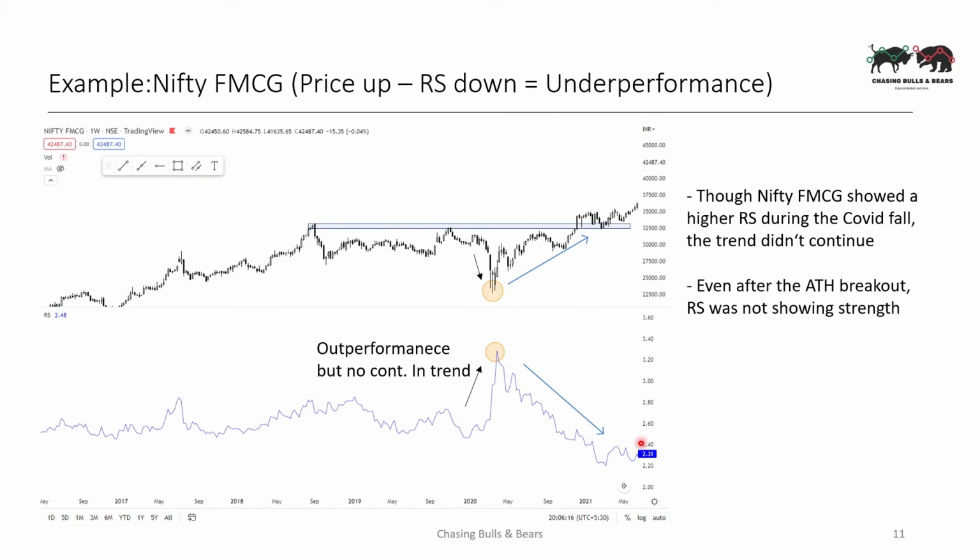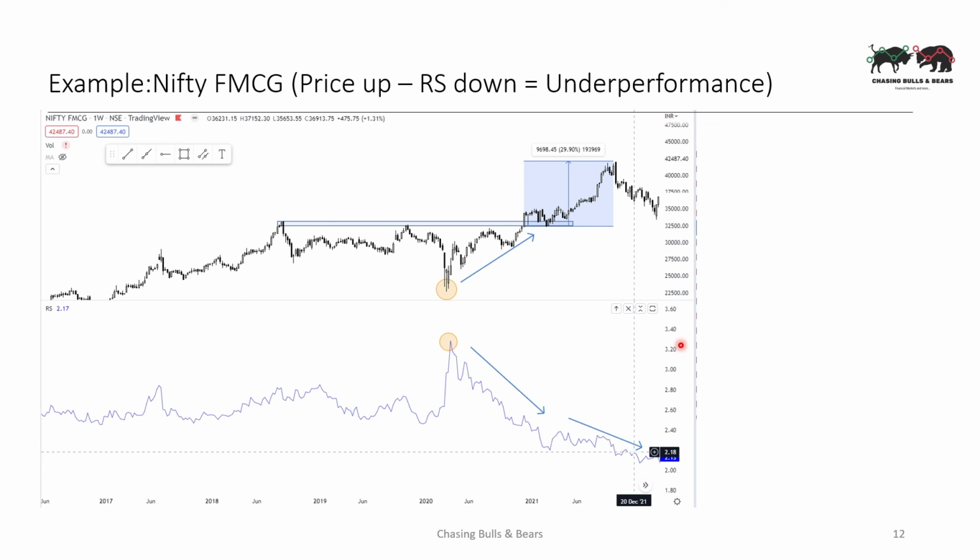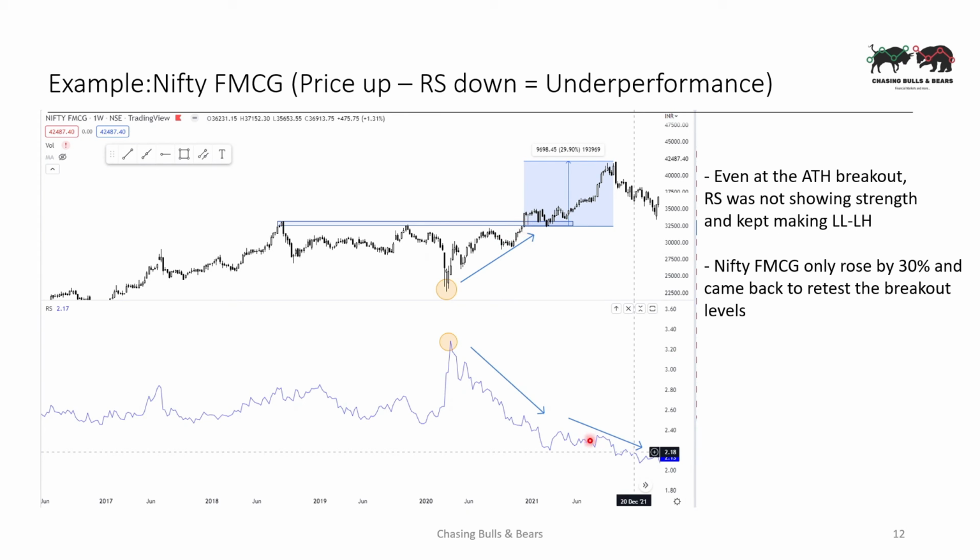When you see this, you don't want to get in this sector even though you had a breakout here. This is a multi-year breakout from 2019, tested once and then a nice breakout. But if you see the relative strength, it was falling. So it was not showing strength. Let's see what happened after that. Even if we had this breakout, relative strength kept going down, a sign of underperformance. The Nifty FMCG only rose by 29%, whereas the index we saw rose by 70% in this period. So you got relatively less return in this sector because this sector was relatively underperforming Nifty 50.